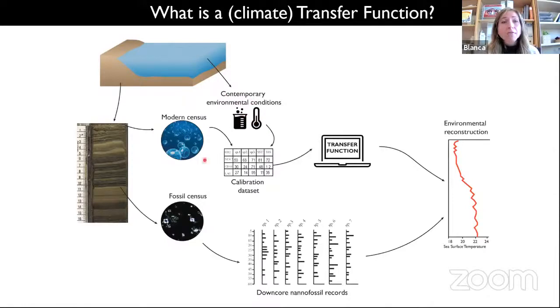Once we have this training set, we can develop a transfer function, but we need a record to apply it, right? So we also need a fossil data set, which is based on fossil censuses of nannofossils from downcore samples. This would be this part here. Afterwards, we will apply the obtained calibration to this fossil data set in order to reconstruct specific environmental variables.